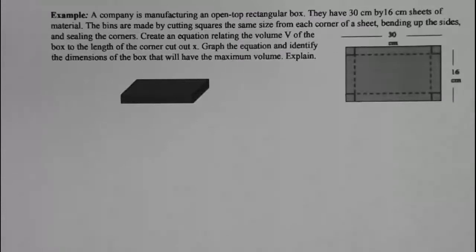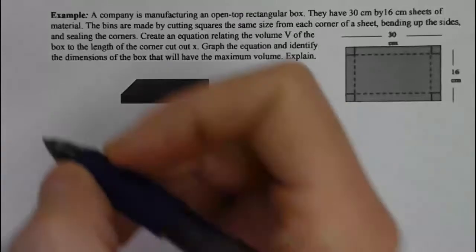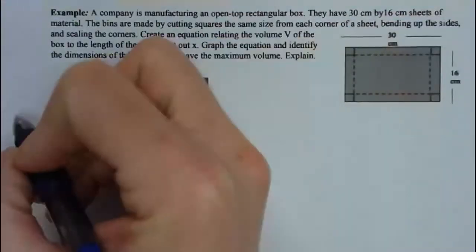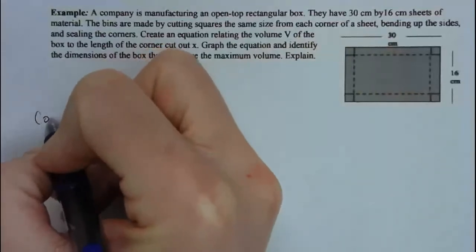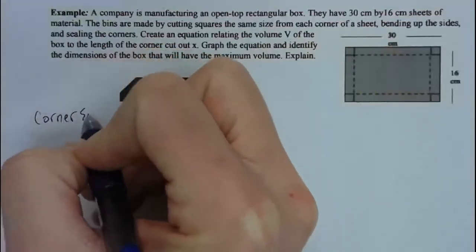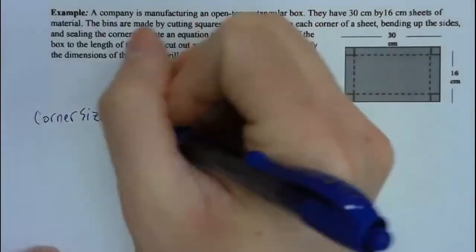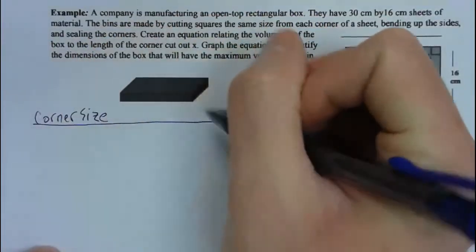Now, when we are making this example at first, we want to think about a couple of examples before we start making an equation. If I cut out corners, let's make a table: corner size, and then volume.